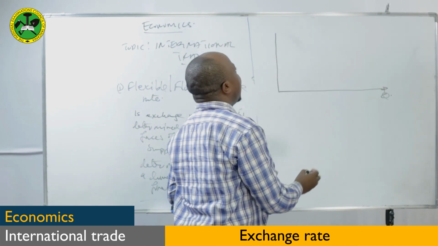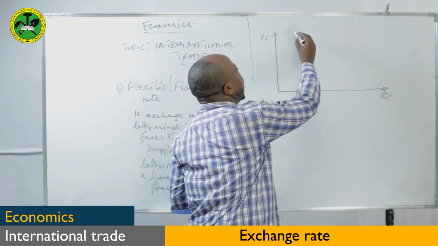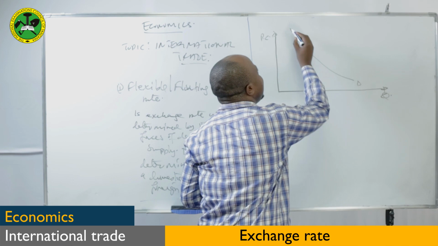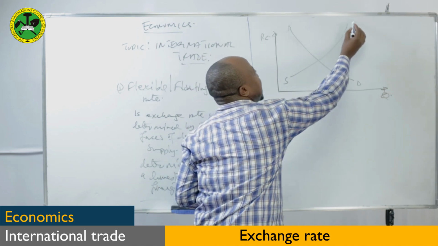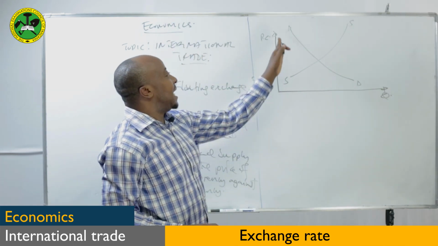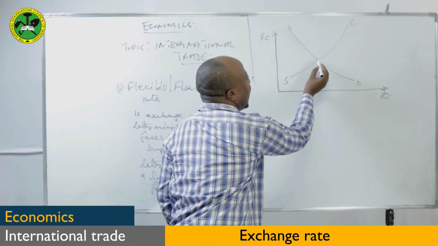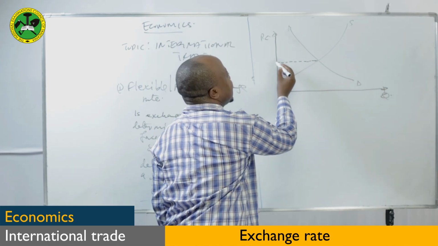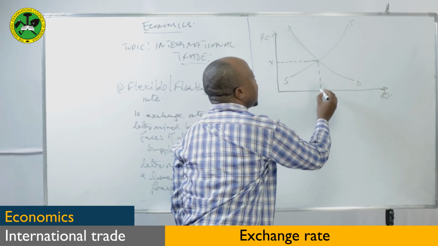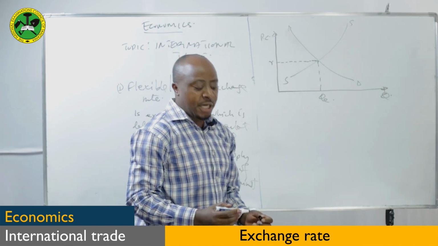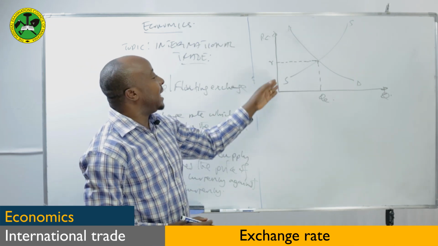These are quantities of a currency, and this is the price of a currency. Now, if we have a demand for a currency, like this is demand for a currency, and we have supply of a currency, this is supply of a currency. It means the interaction between demand and supply reaches equilibrium at this point. At this point where the two curves intersect, they determine the exchange rate of this particular currency, but also this is the equilibrium quantity of that currency supplied in the market. So it means the interaction between demand and supply determines the exchange rate.